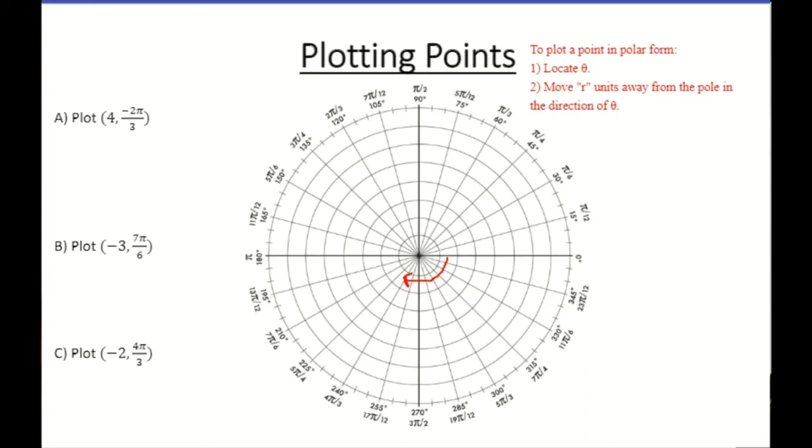Let's make this a little bit more obvious. Here we go. So, okay, that's negative 2 pi over 3. So that is the angle measure for which we are going to move away from the pole. And since the r value is 4, we are going to move 4 units away from the pole. 1, 2, 3, and 4. So our point would be 1, 2, 3, 4 right here.